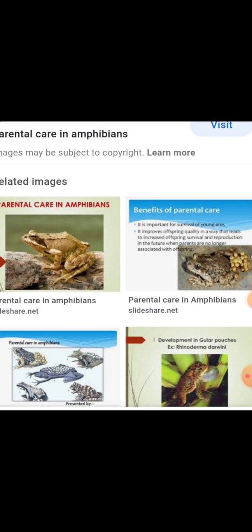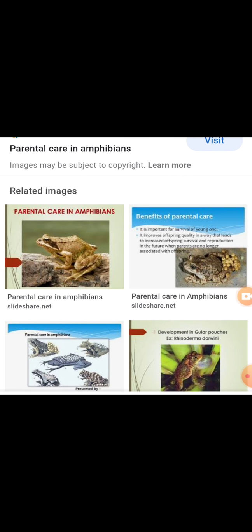The nursing of eggs and embryos by the parents is called parental care, simply. Here you have to see, it is well developed in amphibians.